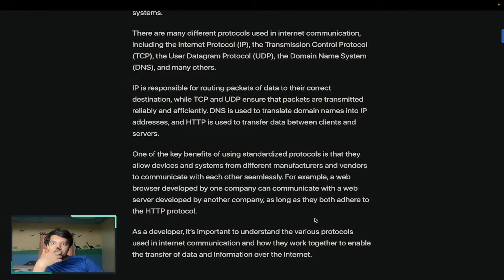Now, if there's a translator between them, the translator is a protocol basically. If they both speak in the same language, then the language is the protocol basically. So that's why you need a protocol, and what a protocol is. There are many different protocols used in internet communication, including Internet Protocol.